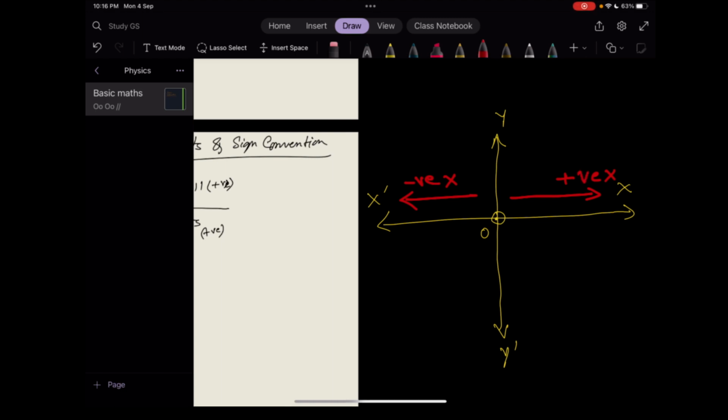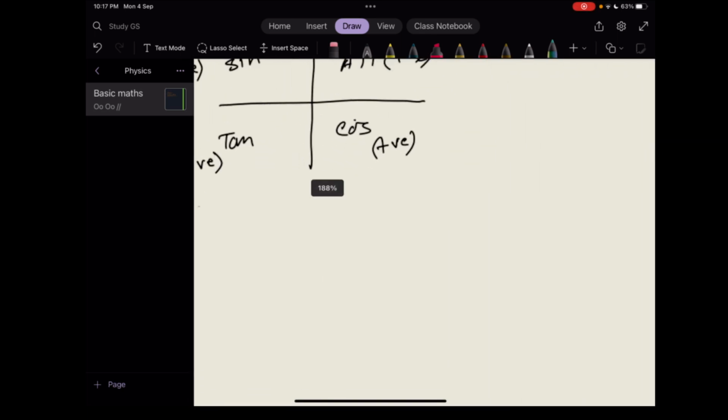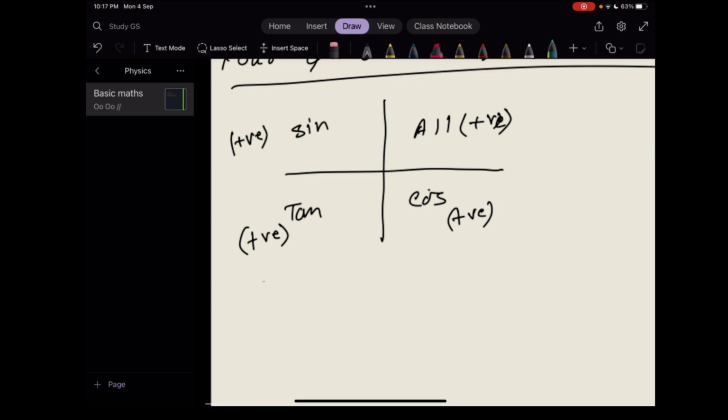Positive x, negative x. Similarly at this side, let me use another ink. At this side, y positive, at this side y negative. Okay, so now we have quadrants. What quadrant do we have? All positive.